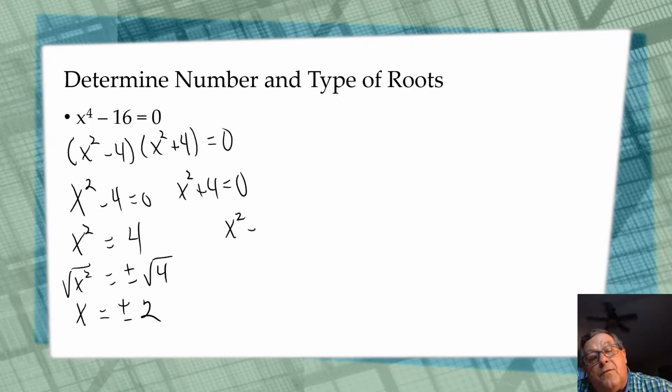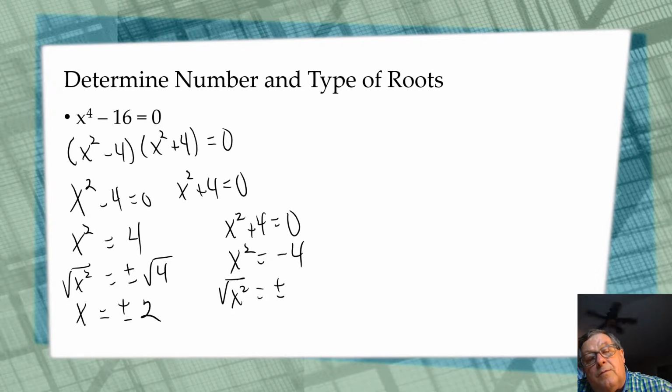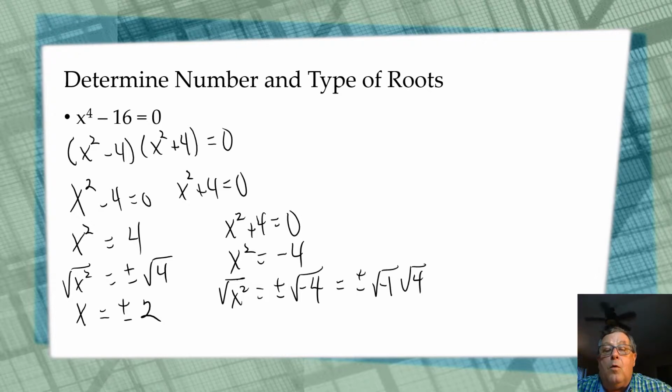Now let's take that second factor and set it equal to 0. So I got x squared plus 4 equals 0. Subtract 4 from both sides. We got x squared equals negative 4. Let's take the square root of both sides, plus or minus. So x is equal to plus or minus the square root of negative 4, which is the same as plus or minus the square root of negative 1 times the square root of 4. And what's the square root of negative 1? That's i. And what's the square root of 4? 2. So it's plus or minus 2i.